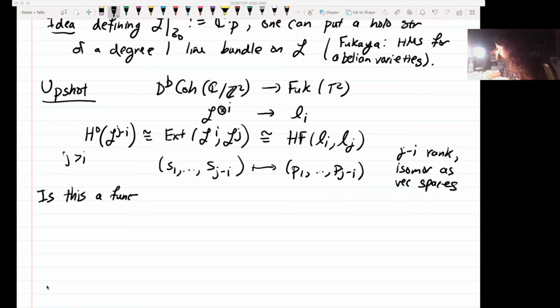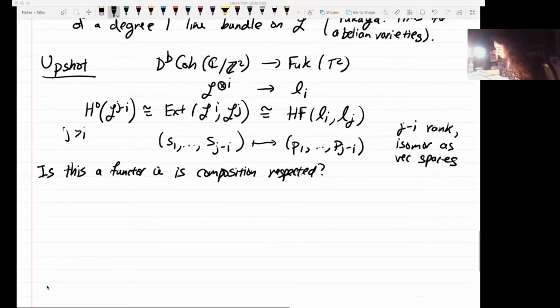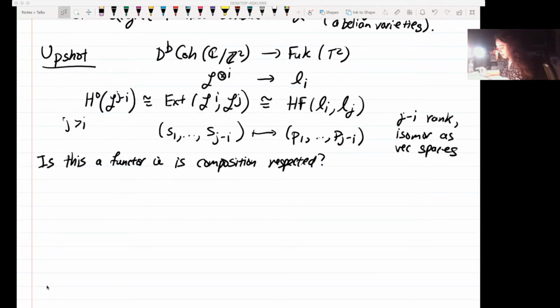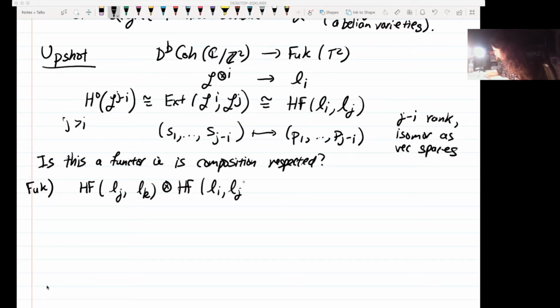a function. I have count. So we have a category. A L.